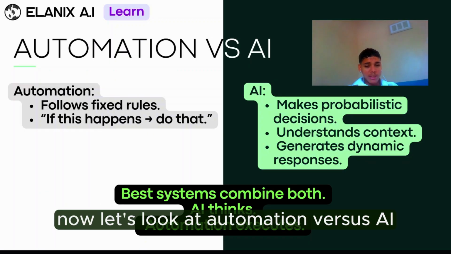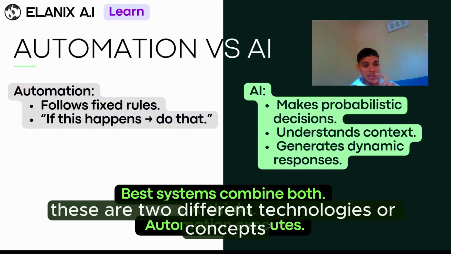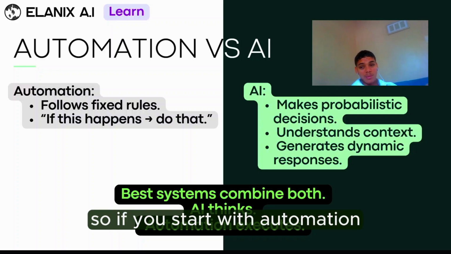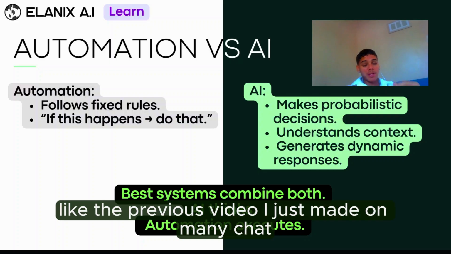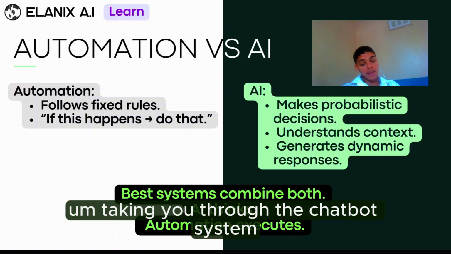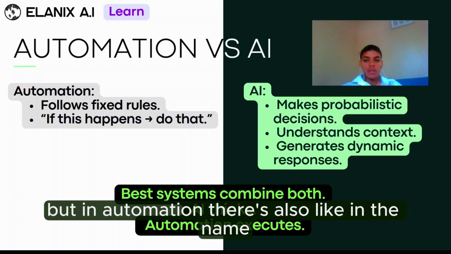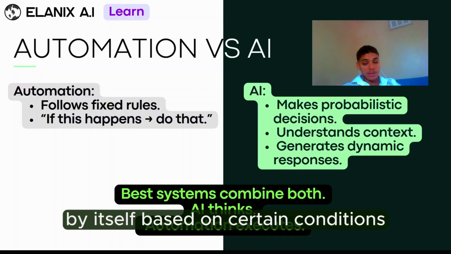Now let's look at automation versus AI. This is one of the big things. These are two different technologies or concepts, but they're equally as important and they are not the same thing. So if you start with automation, it follows fixed rules. It has a trigger, like the previous video I just made on ManyChat, taking you through the chatbot system. If this happens, then do that. Within automation, there's also, like in the name, automatic, taking action on it by itself based on certain conditions.